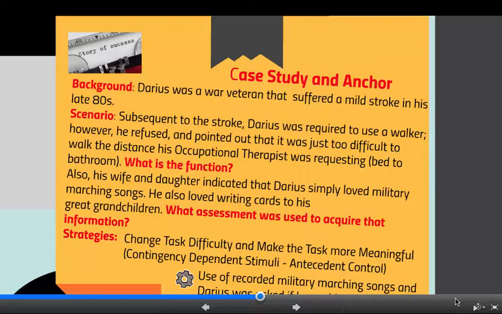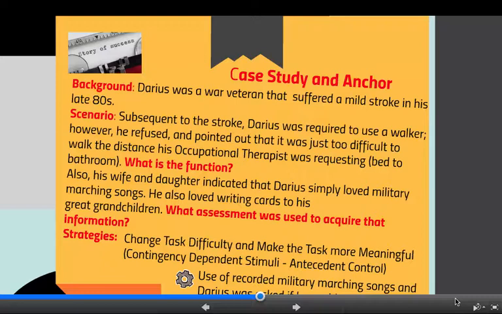He also had a very involved family. His wife visited diligently, daily. His daughter visited daily as well. So we had the chance to talk with them, and what we found was that Darius absolutely loved military marching songs, and he also really loved writing cards to his great-grandchildren. I think they're actually great-great-grandchildren, but he loved writing cards to them. He loved military marching songs as well.